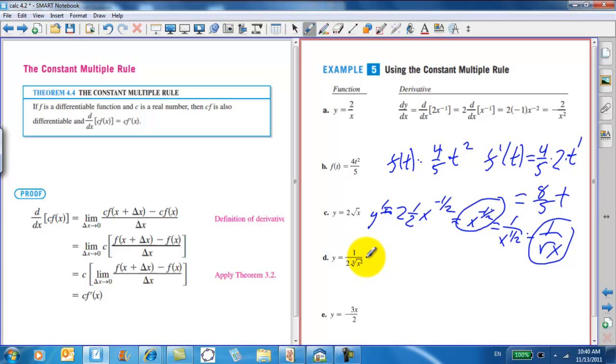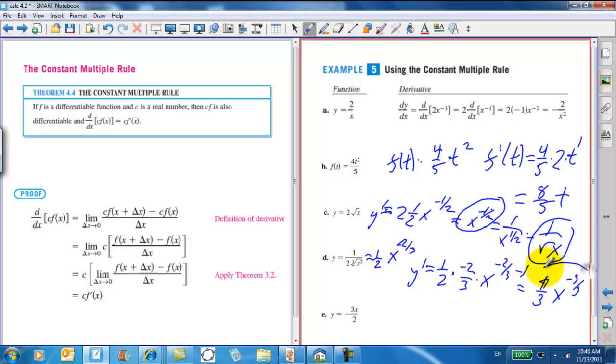Now here, this is where it starts getting tricky. You have to really start thinking about how to rewrite these functions first as 1/2 x to the negative 2/3 power. Now we can do the derivative and say 1/2, this constant multiplier comes along for the ride, times negative 2, the power comes down in front, times x raised to the negative 2/3 minus 1. So we end up with a derivative of negative 1/3 x to the negative 5/3. And you can leave it as a negative power like that.